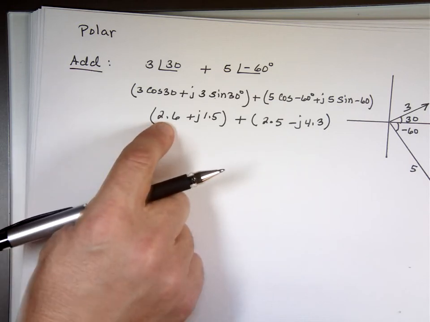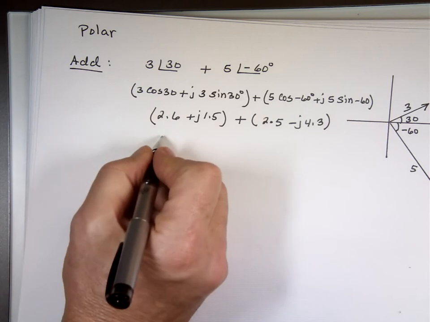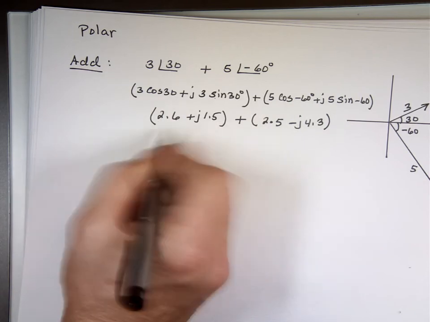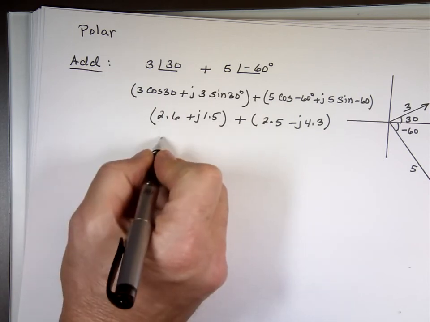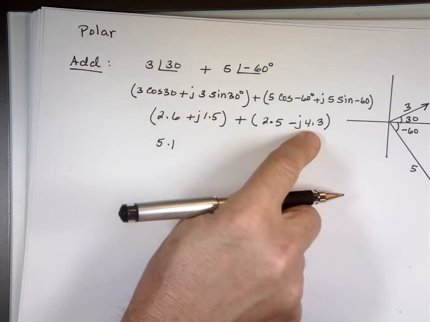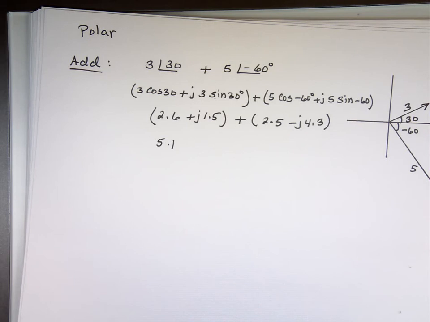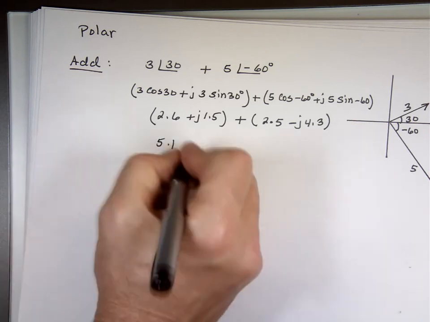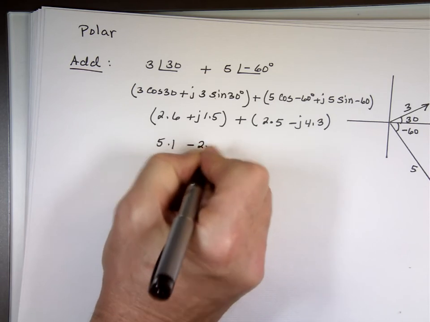2.6 plus 2.5 is what? 5.1. And subtract 1.5 from 4.3. It's negative 2.8j.